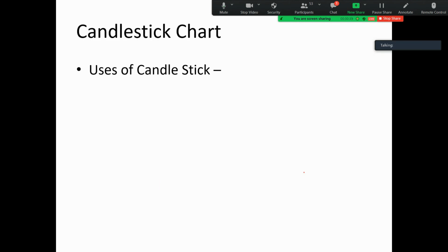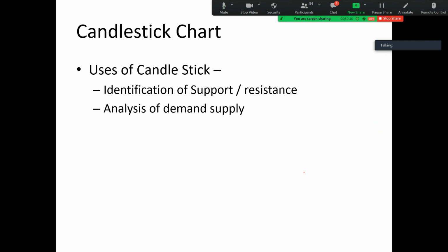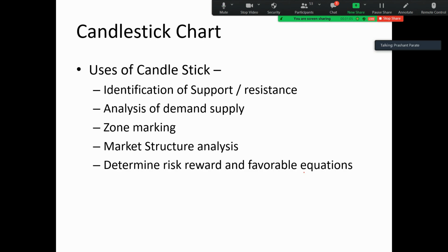Then there are different uses of the candlestick chart, like identification of support and resistance, and analysis of demand and supply. These are my personal preferences. I use the candlestick chart for these purposes: support resistance identification, and demand supply zones identification and marking. Then market structure analysis is done using the candlestick chart, determining risk reward ratio and favorable equations. Then pattern identification is very good on the candlestick chart.